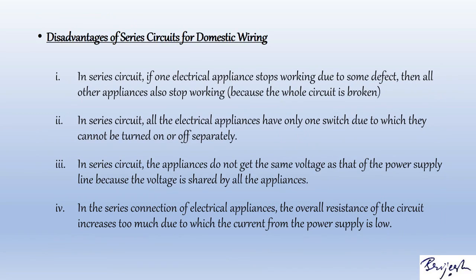Disadvantages of series circuit for domestic wiring. In a series circuit, if one electrical appliance stops working due to some defect, then all the other electrical appliances also stop working because the whole circuit is broken. In a series circuit, all the electrical appliances have only one switch, due to which they cannot be turned on or off separately. In a series circuit, the appliances do not get the same voltage as that of the power supply line because voltage is shared by all the appliances.